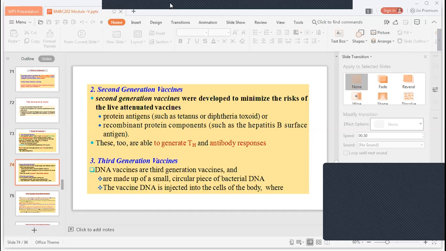Now I'm coming to the third generation vaccines. These are the DNA vaccines. So here a small circular piece of bacterial DNA is encoding the virulence protein or the antigens. So we are injecting this and then it will develop the protein. So we are not injecting the microorganism as a whole, the pathogen as a whole. We are not injecting the protein. We are only injecting the gene.